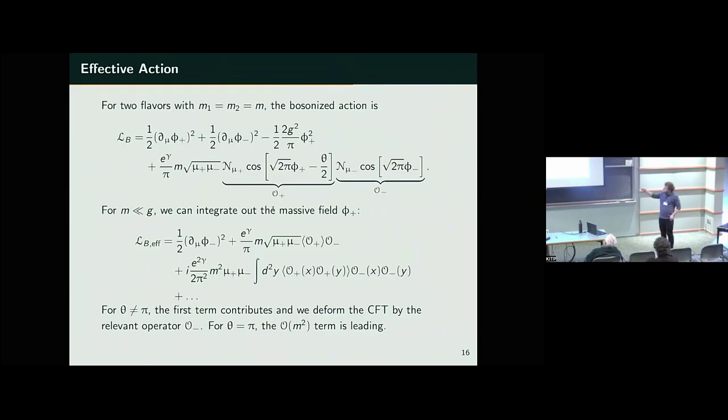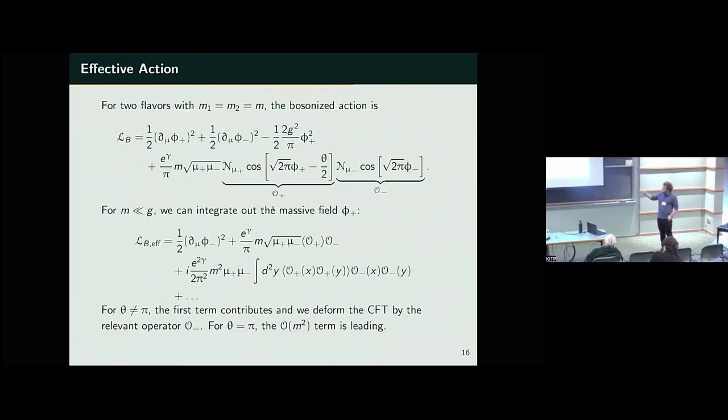And so if you write the bosonized action, it's going to be two bosons. One is this phi plus, that's our Schwinger boson. It has that mass √2/pi times the gauge coupling, so that's this term here. Then we have this other combination of the two bosons, phi minus, which does not, at leading order, have a mass. And then we can look at subsequent terms and see what happens.